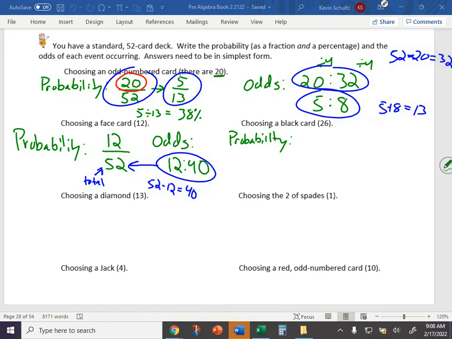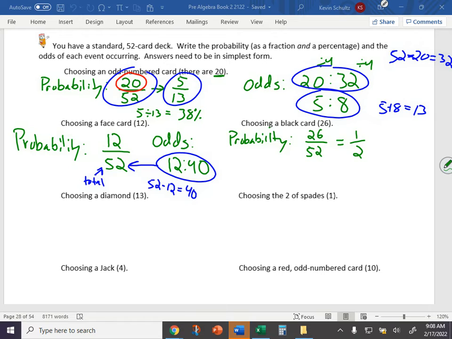26 out of 52. There are 26 successful outcomes out of 52 possible ones. If you were to simplify this, 26 out of 52 equals 1/2, right? You have a 50% chance of picking a black card, 50% chance of picking a red card. It's an equal number of each.